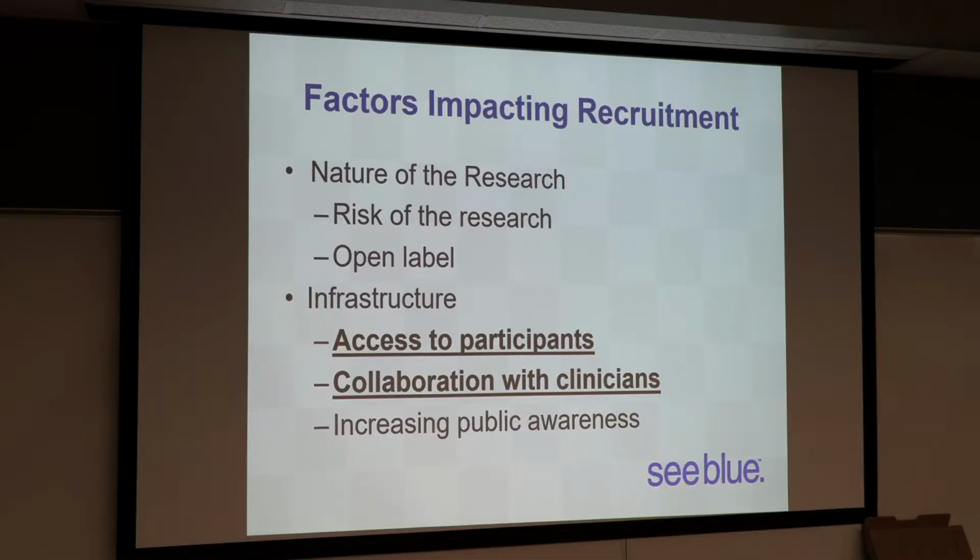Another main category was the nature of the research, or the risk of the research, whether again it was open label or they knew what they were going to be getting. And then there was infrastructure: the access to participants, collaboration with clinicians, and then increasing public awareness.